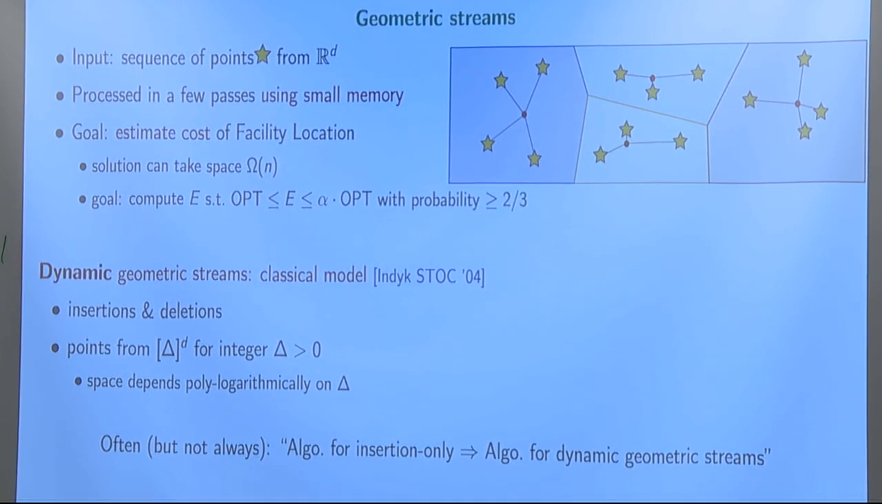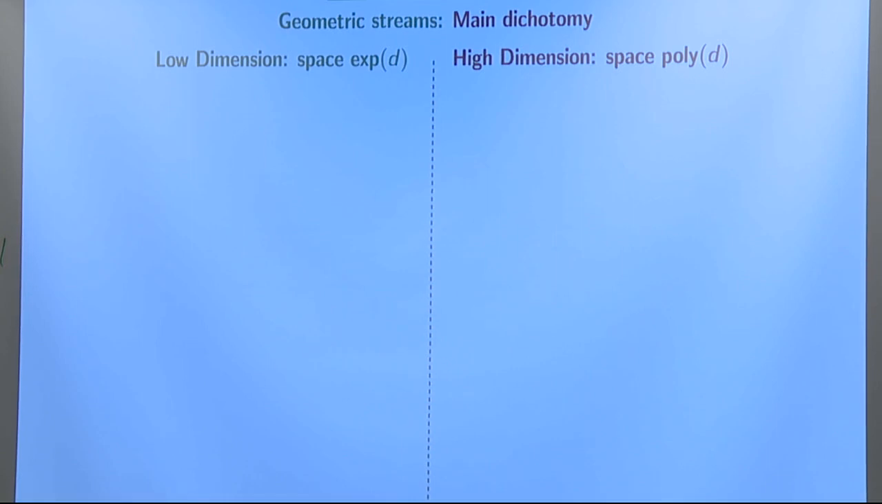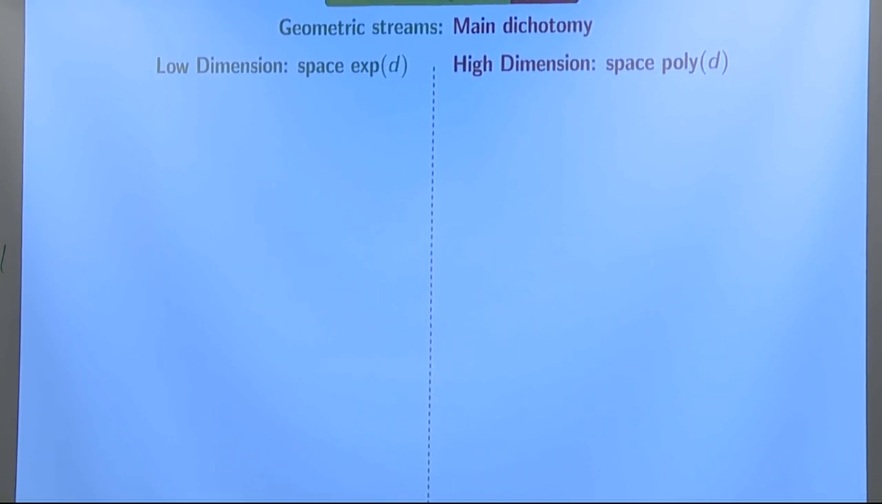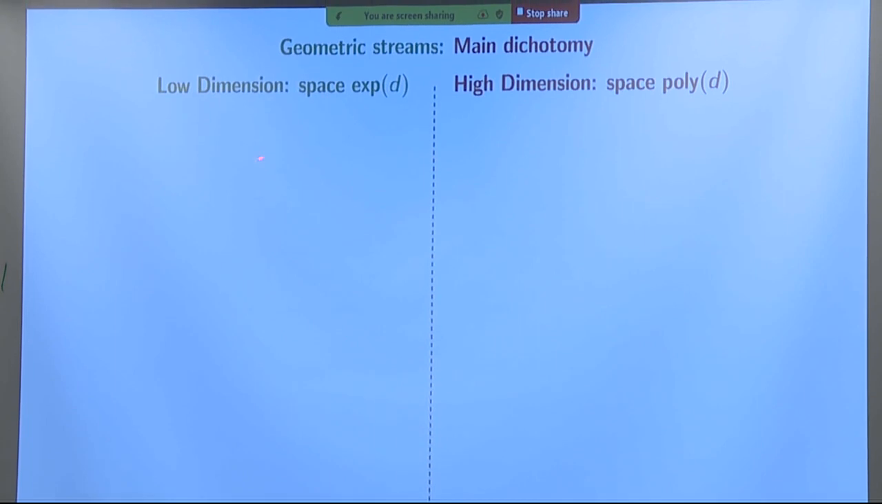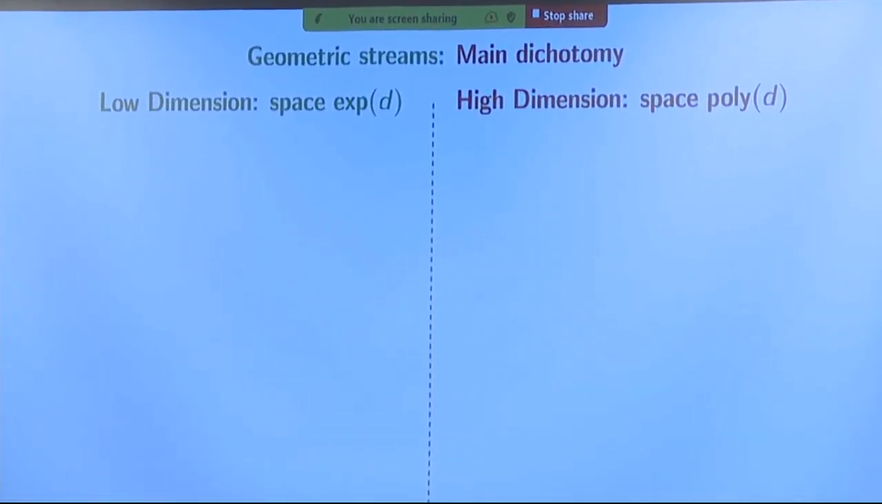The distinction between insertion-only and dynamic is not very significant for this problem, but the distinction between low-dimensional and high-dimensional spaces is significant. Low-dimensional spaces are defined as allowing space that is exponential in the dimension, so you can think of a constant dimension. Whereas in high-dimensional spaces, this would be too much space for the algorithm, so I only allow polynomial space.